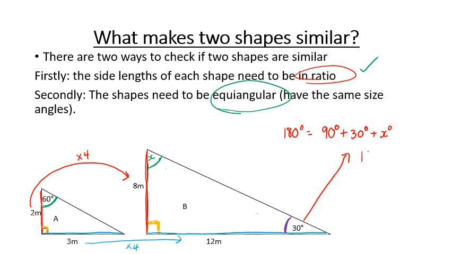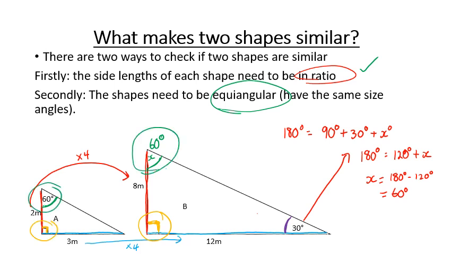Now we know that 90 plus 30 is 120 degrees. Therefore, x is going to equal 180 degrees take away 120 degrees, which is going to give us our answer of 60 degrees. So we can say that x is in fact 60 degrees, which means that because both these triangles have right angles and they both have 60 degrees, we know the other angle must be 30 degrees, therefore they are equiangular.